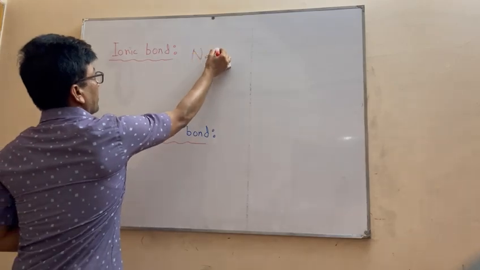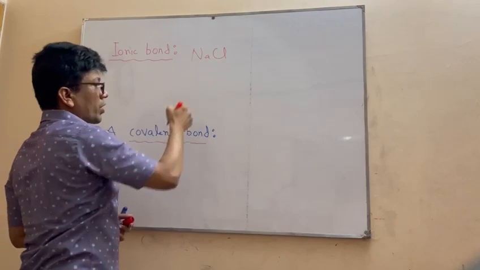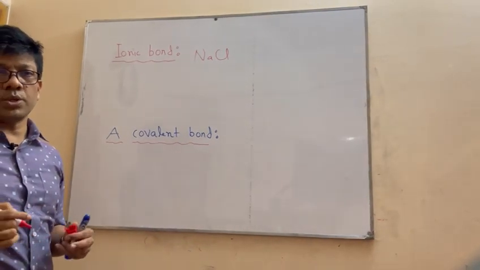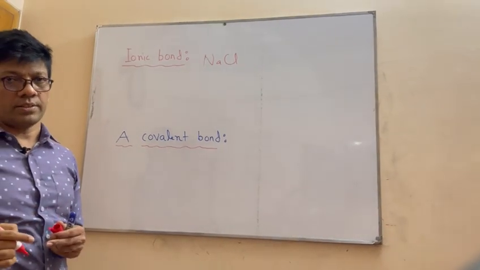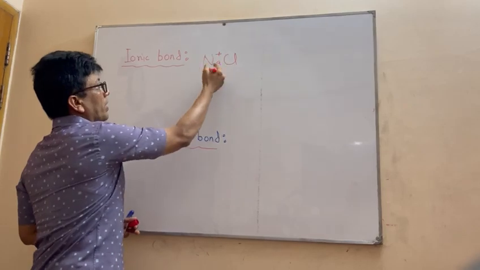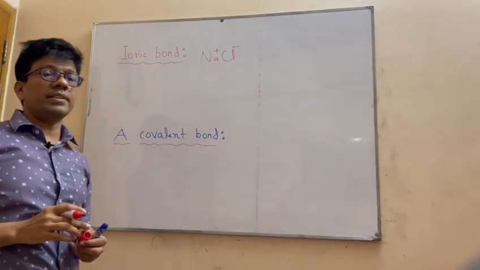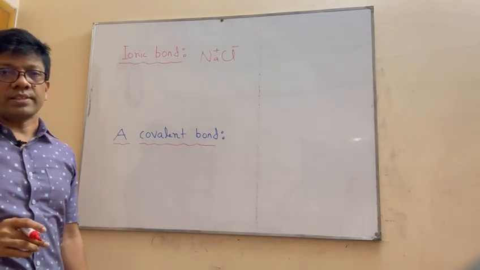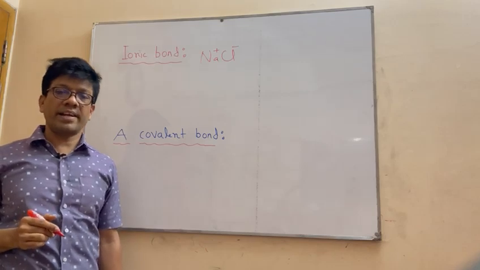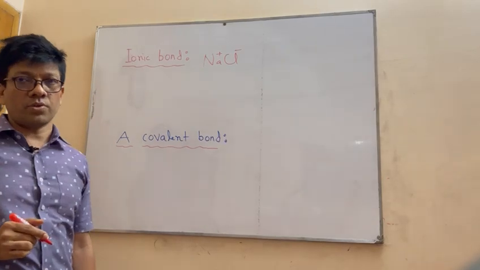Sodium chloride. Sodium is a metal, chlorine is a non-metal. So ionic bond is formed between metal and non-metal. The electrostatic attraction between positive ion of a metal and negative ion of a non-metal is called ionic bond.